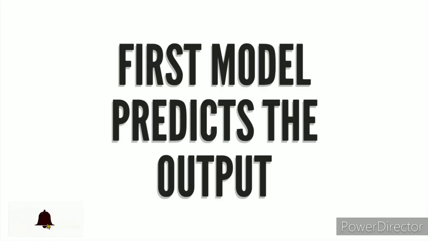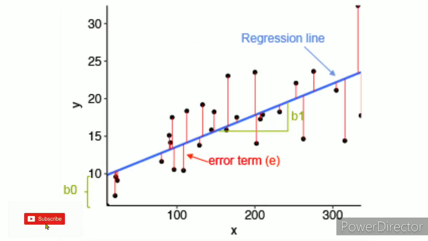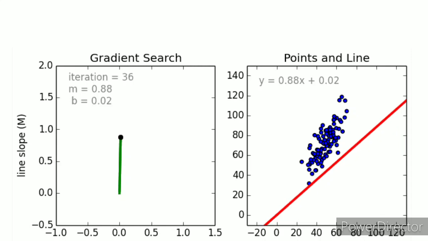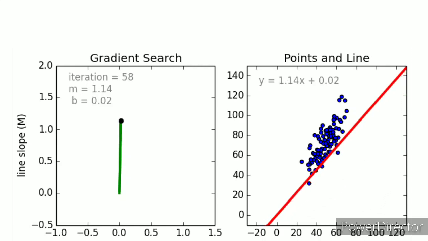First, the model predicts the output. Second, it calculates the difference or error between the actual value and the predicted value or label. In this way, the gradient descent algorithm knows which coefficients of the model to change so that this loss function reduces. This process keeps going on until no further learning can happen.